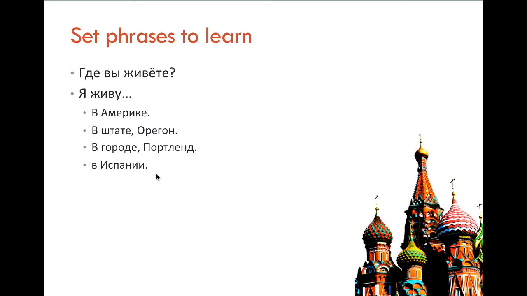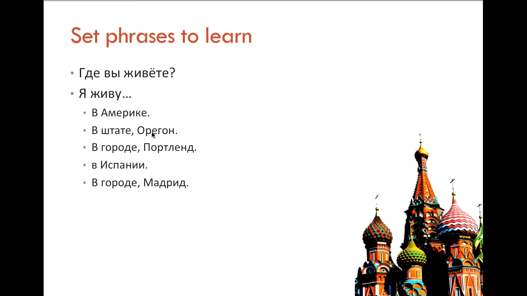Okay? What if you don't live in America? Я живу в Испании. Okay? Where specific? Где в Испании? A Russian might ask. Где в Испании? Я живу в городе Мадрид. You could also just say я живу в Мадриде. That would also be acceptable too.